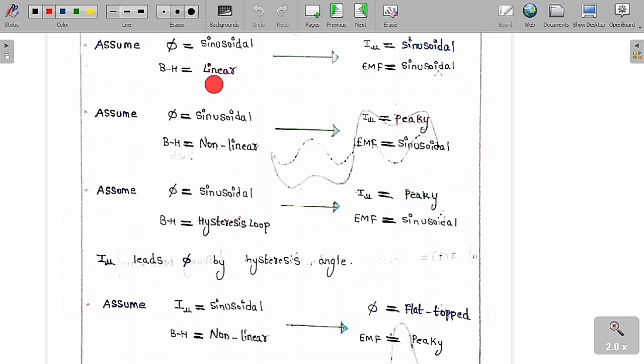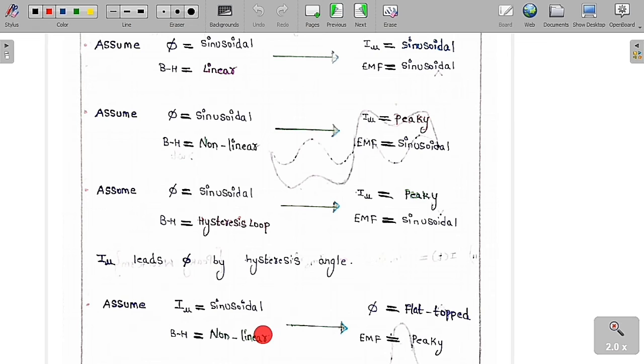Whenever the BH curve is linear, if flux is sinusoidal, then the current is also sinusoidal in nature, and the EMF is also sinusoidal. Whereas for a non-linear curve, if the flux is sinusoidal, then we get a huge amount of current. So therefore, we are going to get a peaky waveform, and the EMF is always sinusoidal. Again, if it has some hysteresis loop, that means again non-linear. So same thing. For the flux to be sinusoidal, we need the magnetizing current to be peaky in nature with the EMF sinusoidal, and I mu is going to lead the flux by a small amount of hysteresis angle.